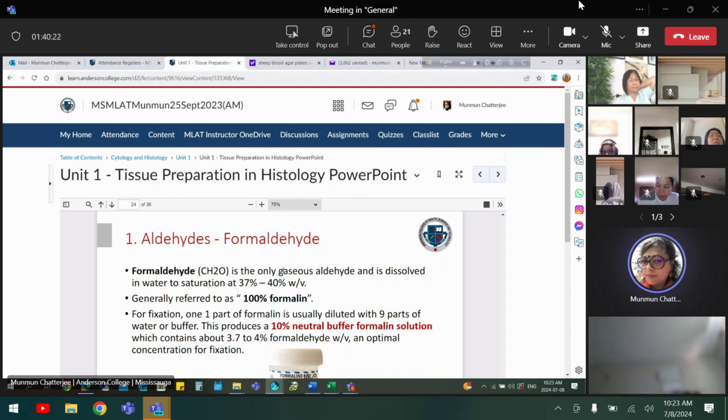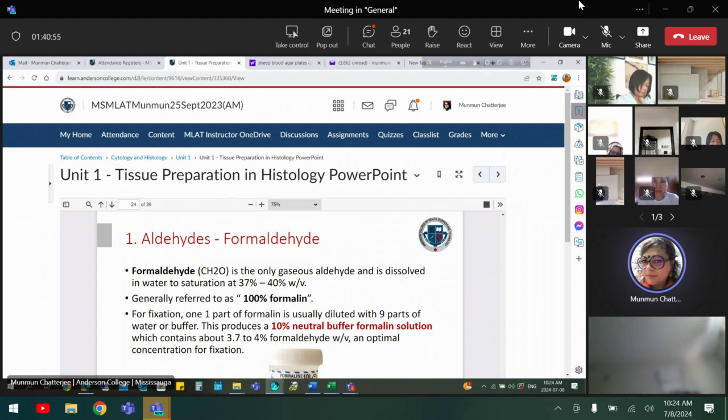Okay, clear. For fixation, I don't want you to make any mistake in the exam on this one, because this is very important. For fixation, you have to take one part of formalin, not formaldehyde. Now you have the formalin ready in the solution. One part formalin is usually diluted with 9 parts of water.